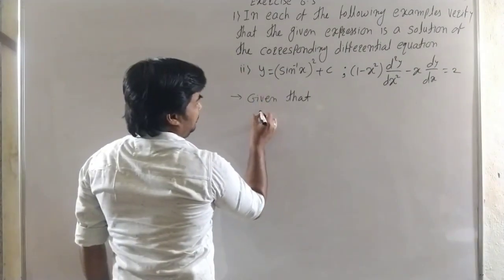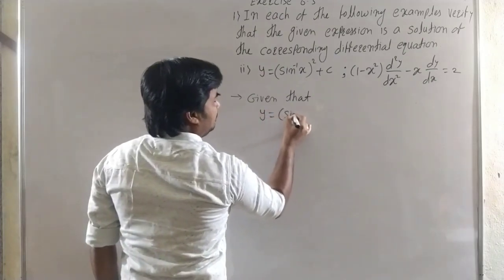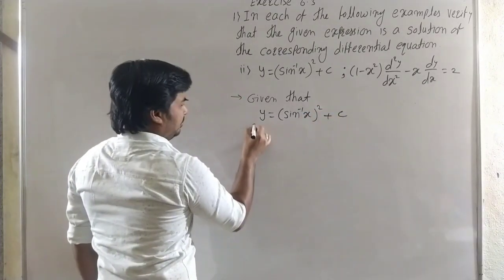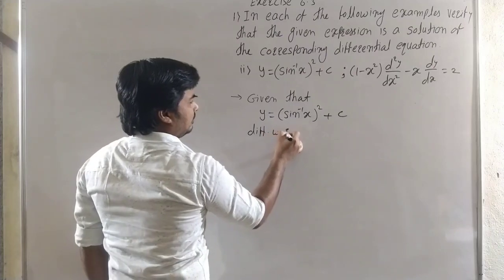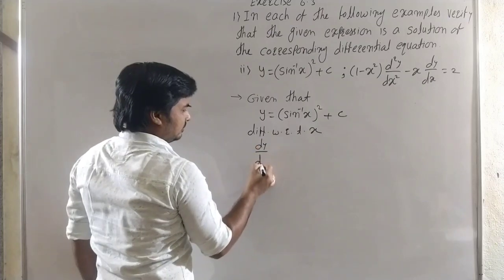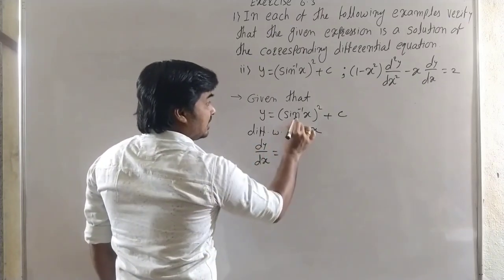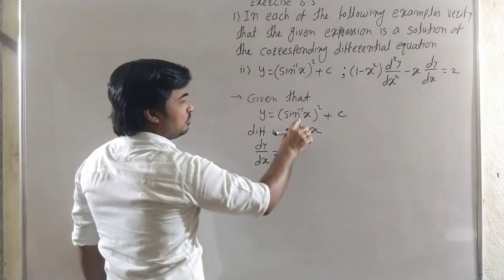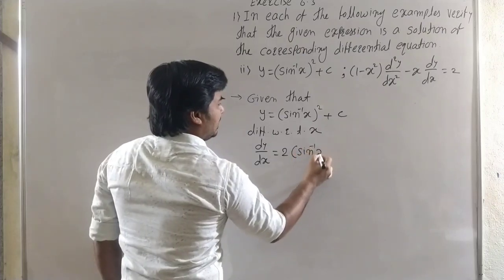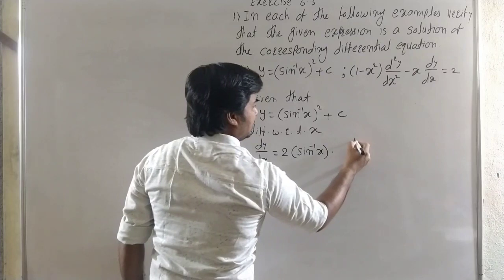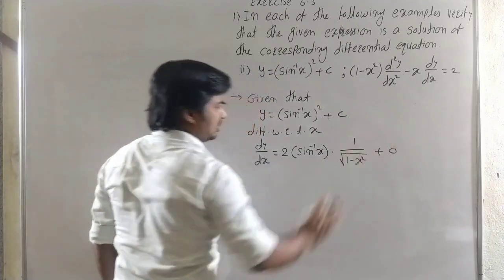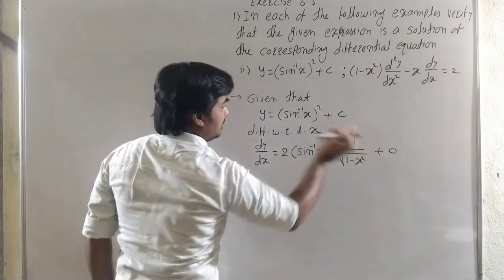Now given that y is equal to (sin inverse x) whole square plus c. Now differentiate with respect to x. Here the derivative of y is dy by dx, and for sin inverse x whole square, we first use the derivative of x square, which is 2 into sin inverse x, and into the derivative of sin inverse x, which is 1 upon under root 1 minus x square, plus 0. The derivative of c is 0.